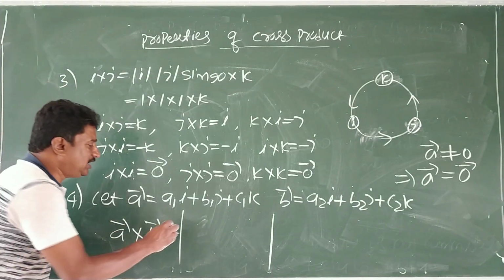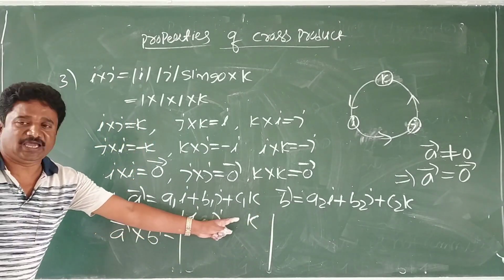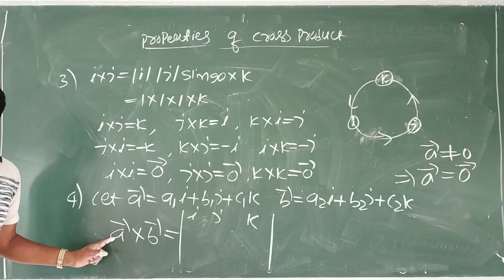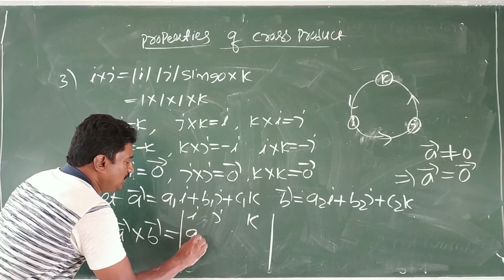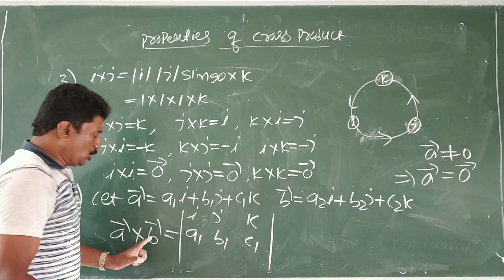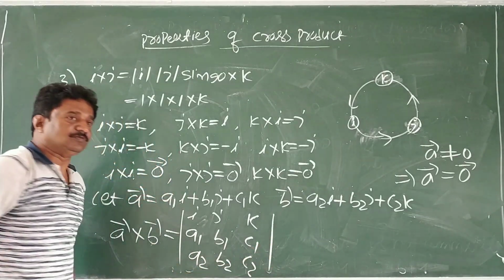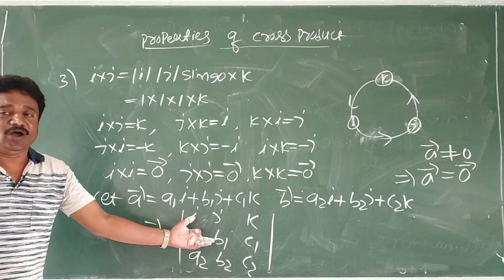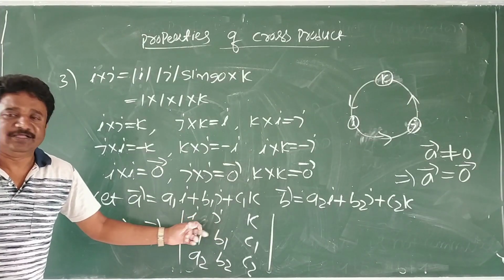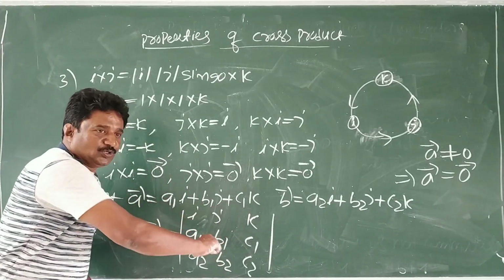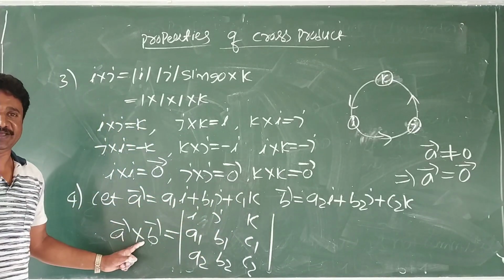So write ijk first. Now you write the components of vector A. Tell me the components of vector A: A1, B1, C1. Components of vector B: A2, B2, C2. You all know how to expand this determinant. You learned expanding of a determinant: i into so on, minus j into, plus k into. You are going to get A cross B.